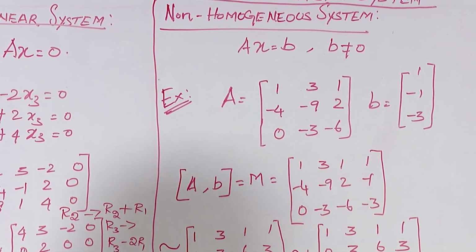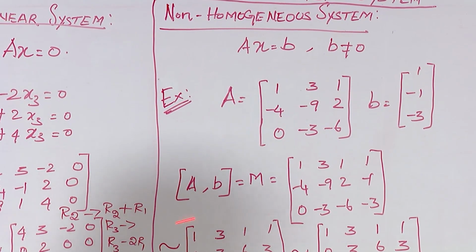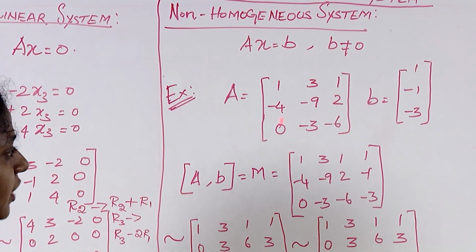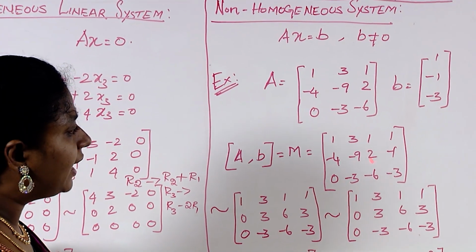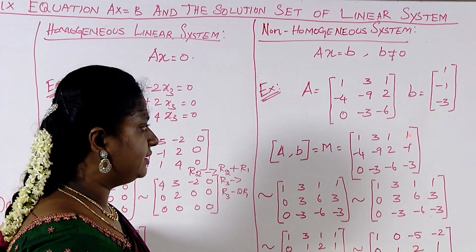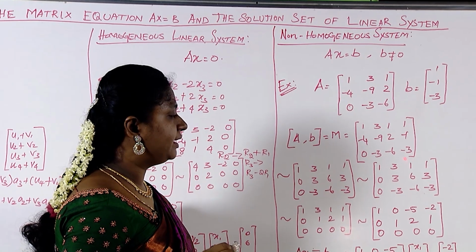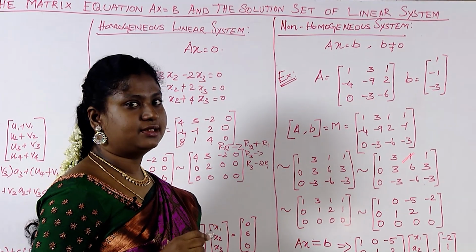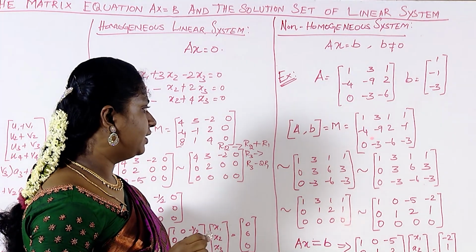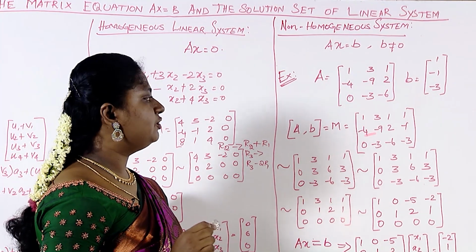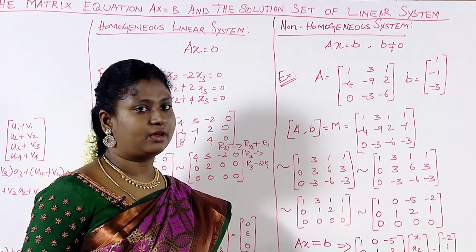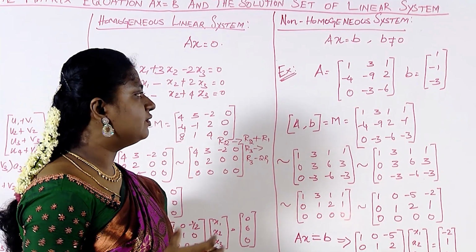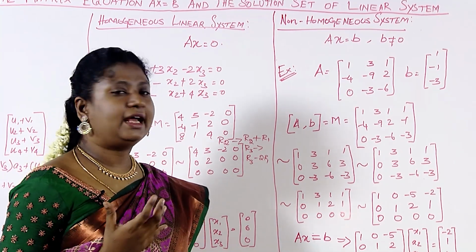Now, if we have to form the augmented matrix, denoted by (A, b), associated with this A, what we are going to do is add a constant column, that is the vector 1, minus 1, minus 3, corresponding to the constants of the non-homogeneous system. Now, as usual, we have to apply some row operations in order to reduce the augmented matrix to an echelon form.